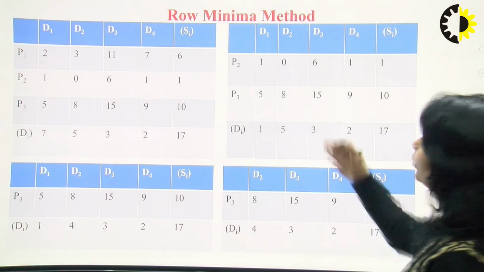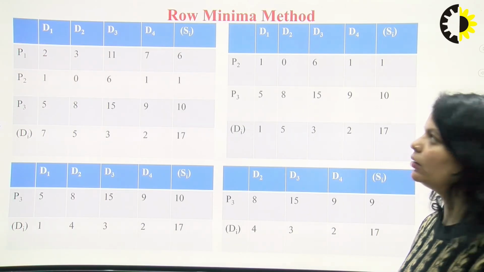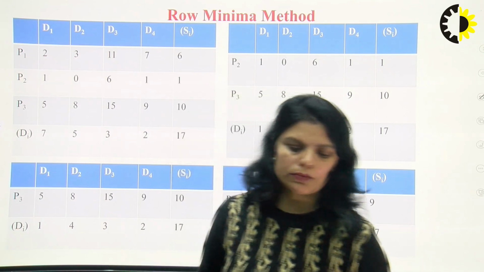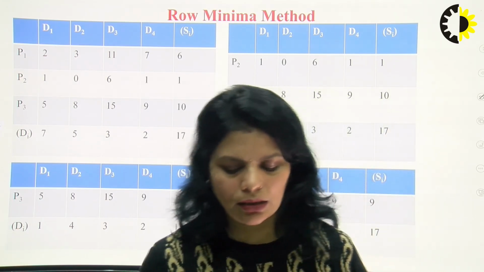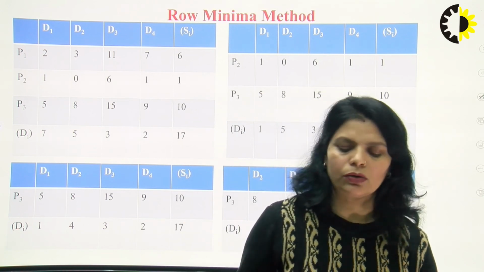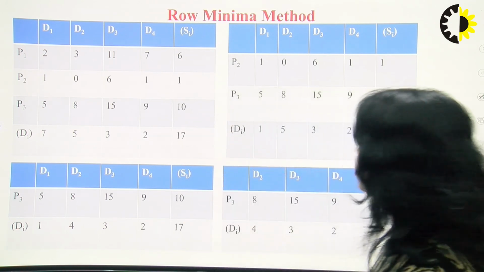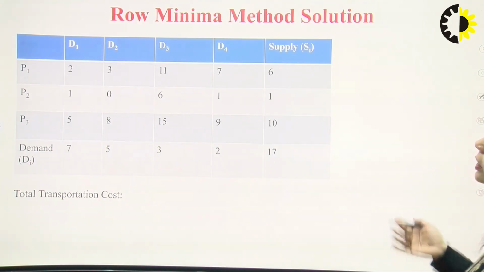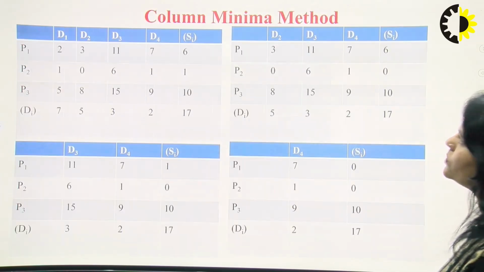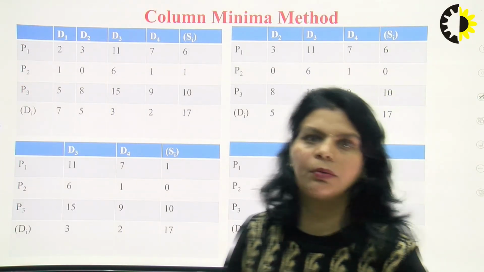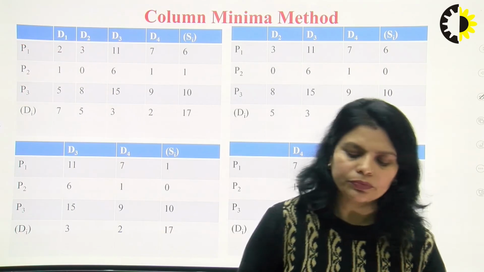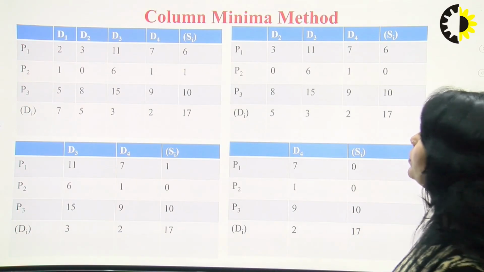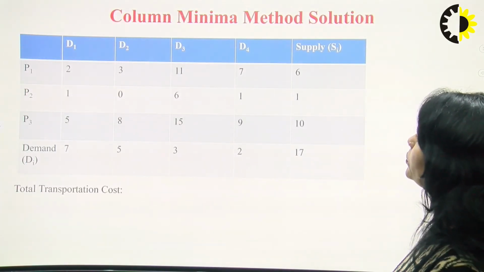Clear? Now we have the row minima and the column minima method. In case of the row minima, we will basically assign the first row and then we will follow the row sequence having the minimum cost. Okay, and then we will assign the cells, and then in the same manner we can find out the transportation cost. Same we will do in the column minima method, means we will assign the lowest value in the first column and then we'll follow the column sequence and we will find out the transportation cost.